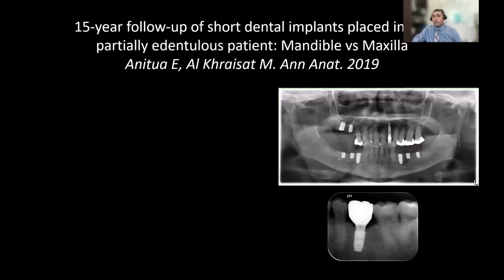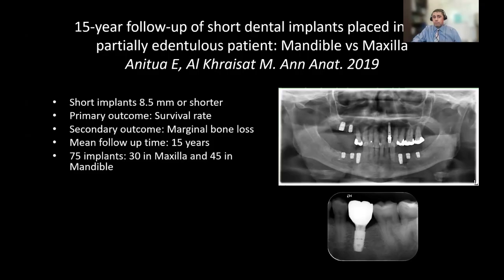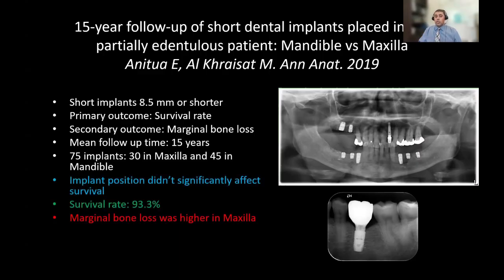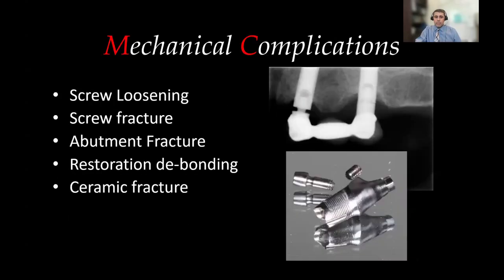Here's another study that looked at 15-year follow-up of short dental implants. Short dental implants, 8.5 millimeter or shorter, the primary outcome was looking at the survival rate and the marginal bone loss, and the mean follow-up time, 15 years. So that's a little bit longer term data that we're looking at. They looked at 75 implants, 30 in the maxilla, 45 in the mandible, and they found that implant position did not really significantly affect survival, meaning posterior versus anterior. Survival rate was about 93% after 15 years, which is pretty good, but marginal bone loss was more in the maxilla than the mandible. So the maxilla is at higher risk of failure and bone loss than mandibular implants.